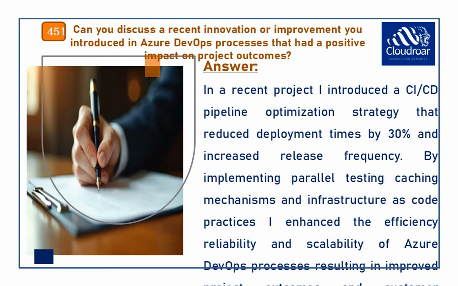Question 451. Can you discuss a recent innovation or improvement you introduced in Azure DevOps processes that had a positive impact on project outcomes? In a recent project, I introduced a CI/CD pipeline optimization strategy that reduced deployment times by 30% and increased release frequency. By implementing parallel testing, caching mechanisms, and infrastructure as code practices, I enhanced the efficiency, reliability, and scalability of Azure DevOps processes, resulting in improved project outcomes and customer satisfaction.